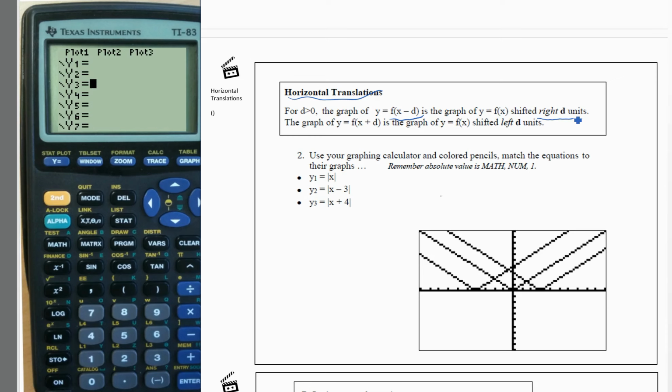And then if you're adding inside the parentheses, so if inside the parentheses you put x plus a number, you're moving left that many units. Okay, so let's use our graphing calculator to explore this.